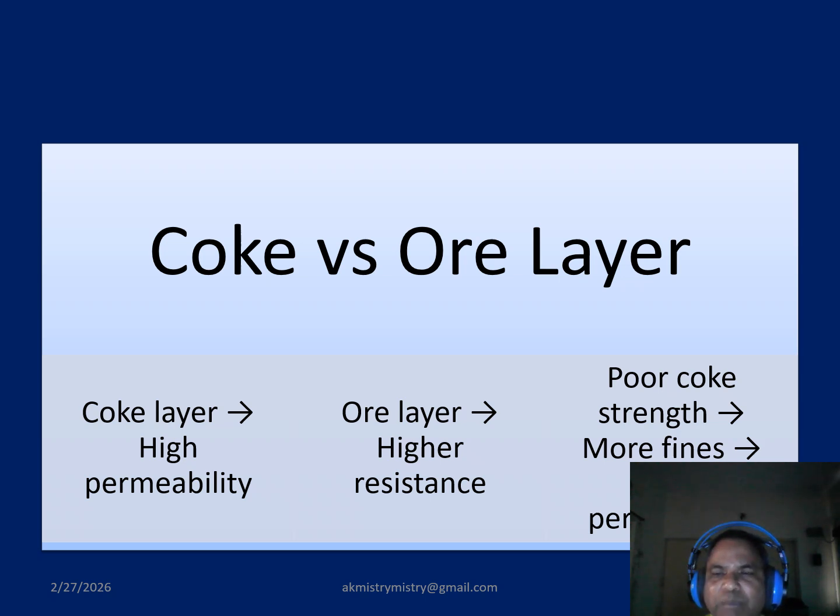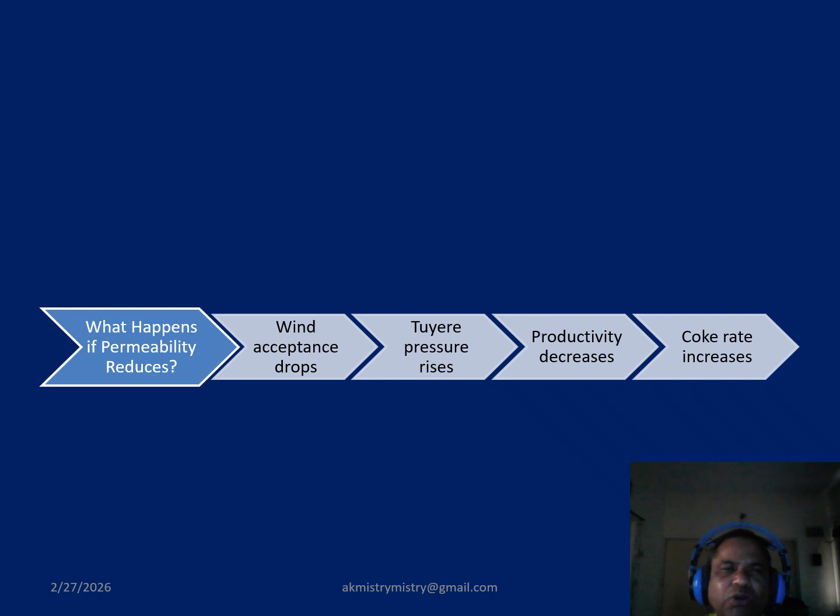So, what happens if we lose permeability? First wind acceptance drops, then the pressure rises, and ultimately your productivity decreases and your coke rate increases, making the process less efficient and more expensive.